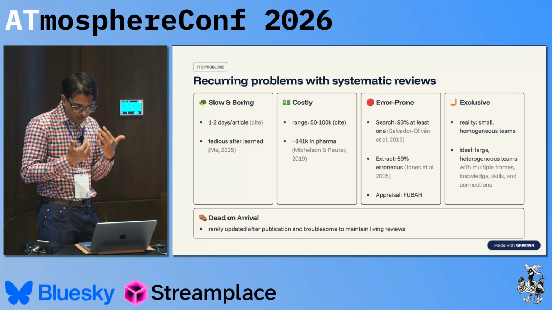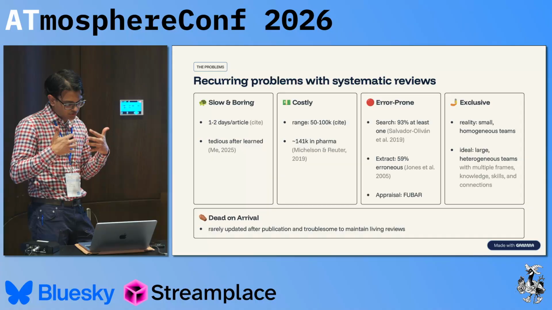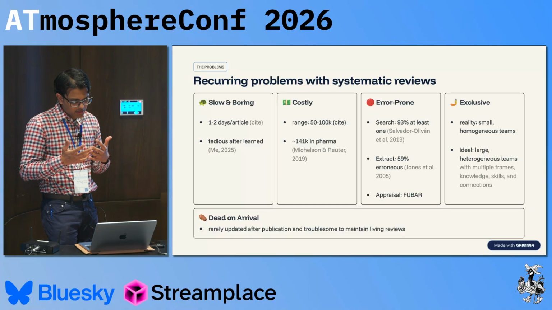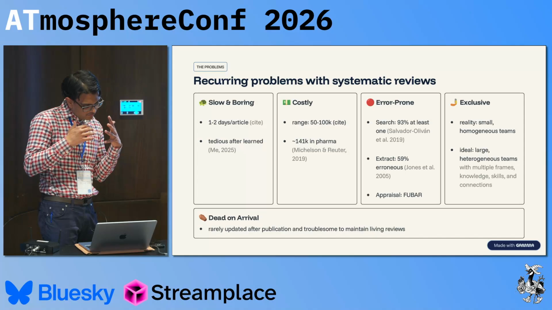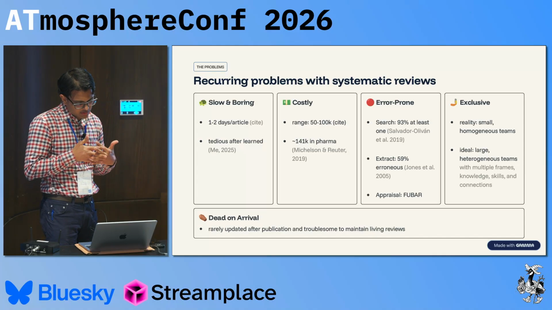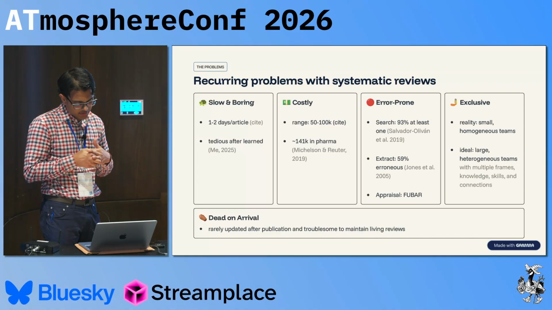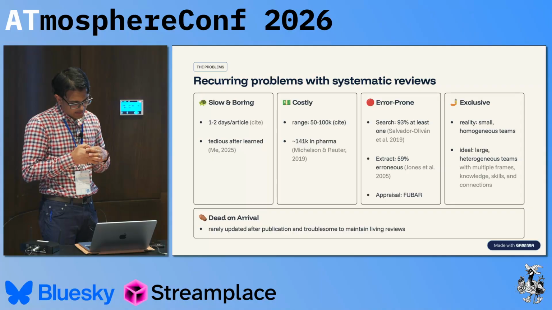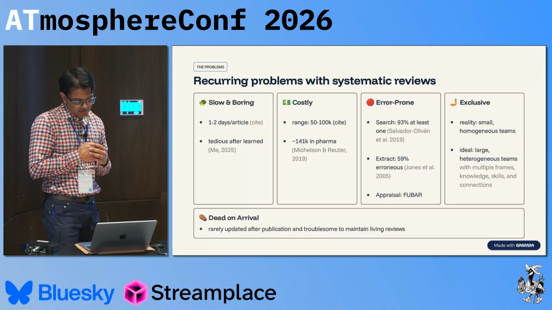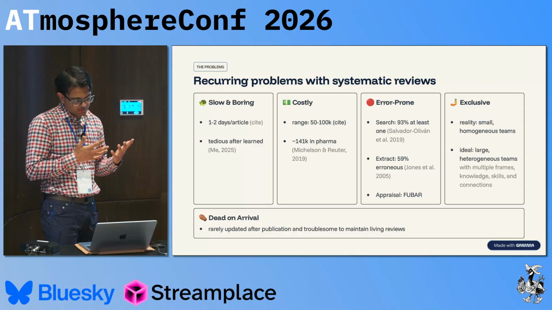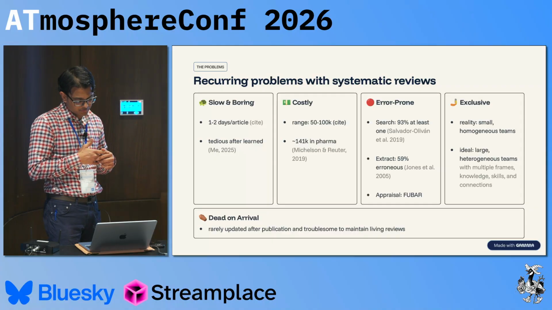This is actually a very costly procedure. So if you have a trained graduate student and maybe one other person working on it, it takes quite a lot of money. And there are only a few citations for this sort of thing, but estimates range between $50,000 and $100,000 USD. Actually, in pharmacology or pharma companies, it'll cost about $141,000 per systematic review. So that's quite a lot.